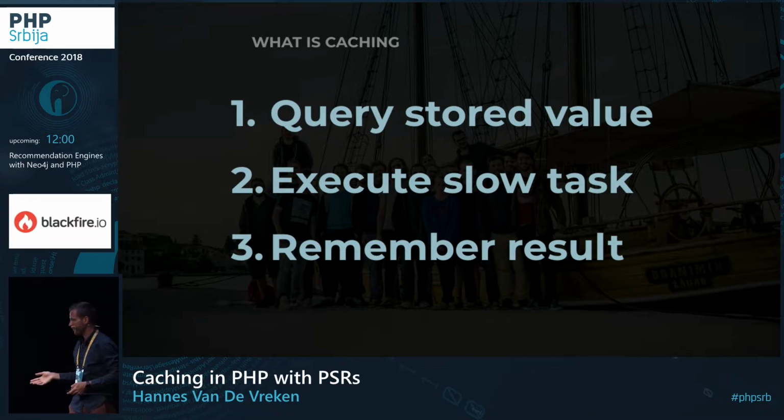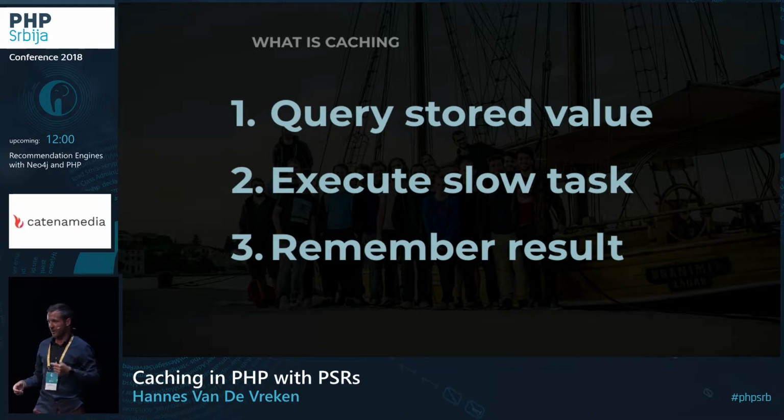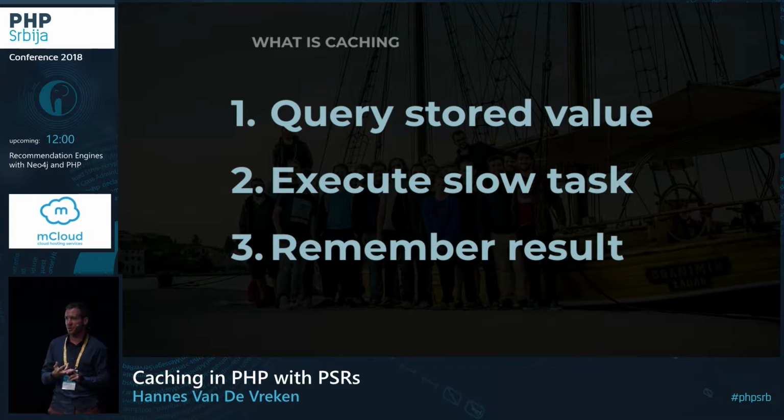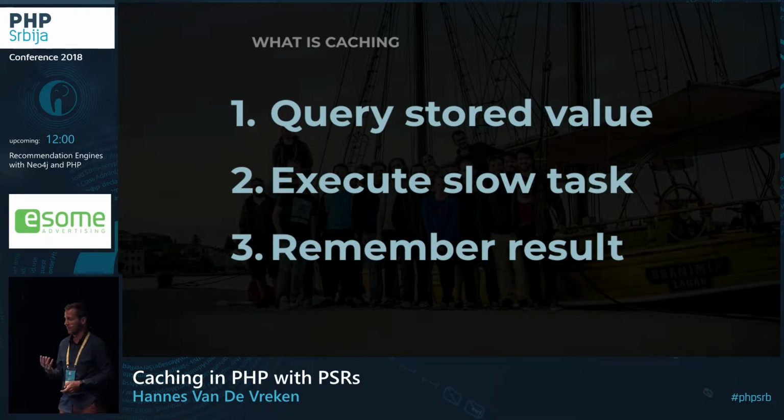For example, generating a PDF or a zip file. So the three steps are checking the cache, if we already have the cache value stored. If not, we have to execute the slow task, do the PDF generation, do the zip file generation, do the aggregation query on the database. And then, in the end, we store the result and we continue the process of our request handling with the remembered result.